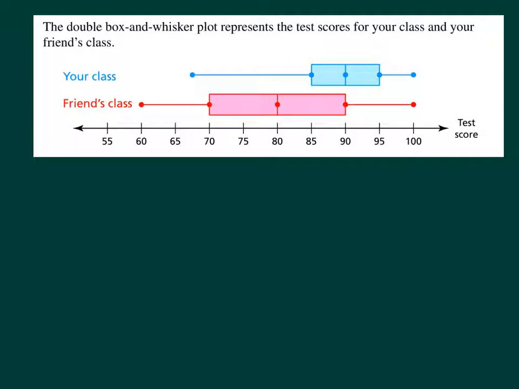Based on these box and whisker plots, there's a couple of things we can figure out. We can figure out the range of each class's test scores, and that's just by doing the highest minus the lowest. So take a second, try to calculate those, and pause the video, see if you are able to get that range correct.